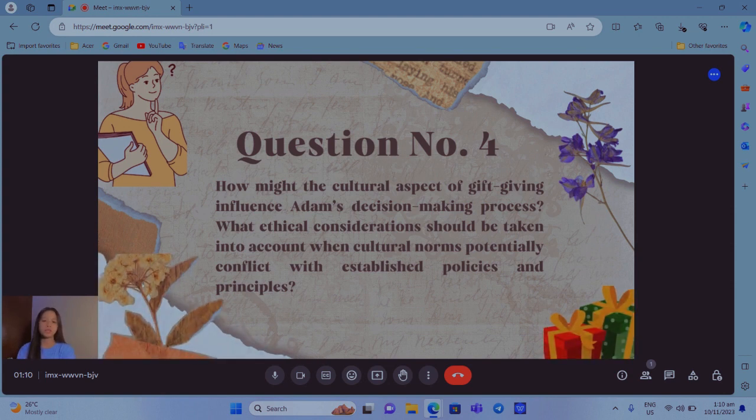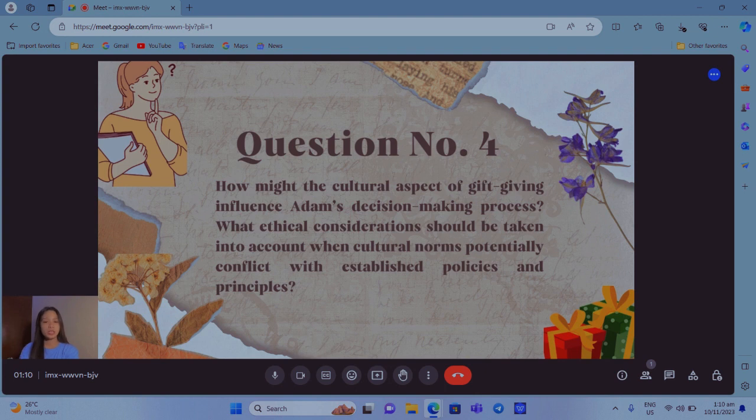how might the cultural aspect of gift giving influence Adam's decision-making process? What ethical considerations should be taken into account when cultural norms potentially conflict with established policies and principles? The cultural aspect of gift giving can significantly influence Adam's decision-making process in various ways.